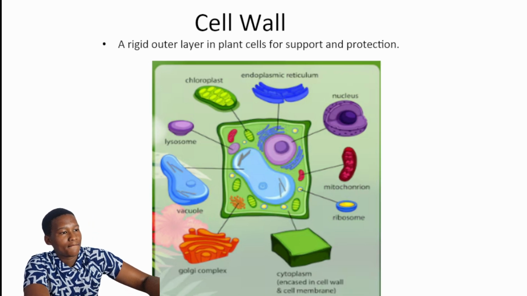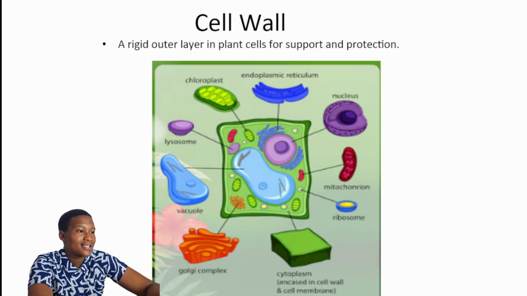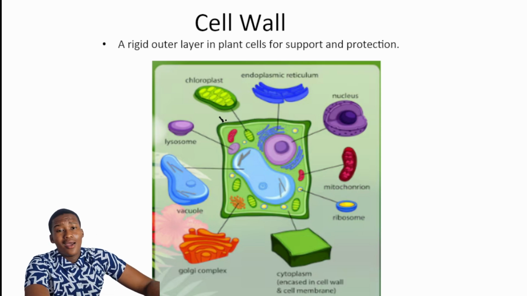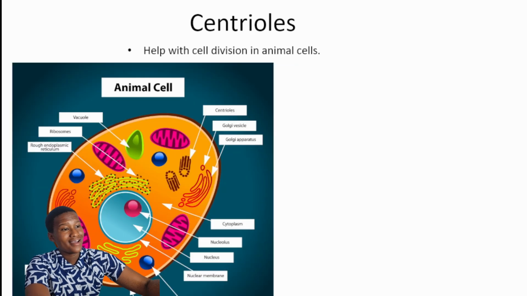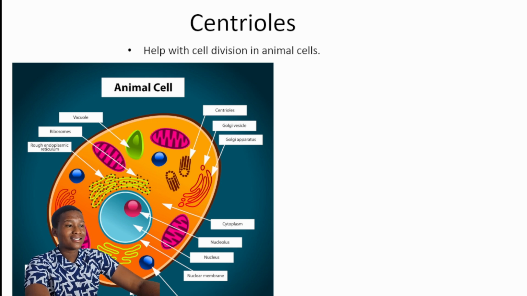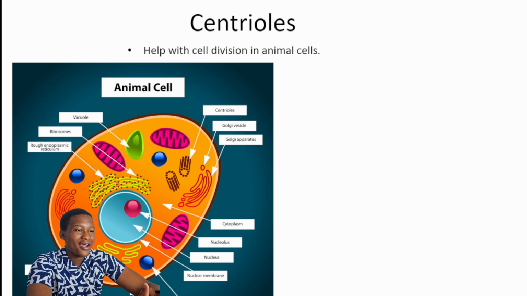The cell wall is the outer layer in a plant cell for support and protection. A plant cell has a cell wall and also a cell membrane, and an animal cell does not have a cell wall. The animal cell has centrioles. They help with cell division in animal cells. It's the one that helps with reproduction, cell division.